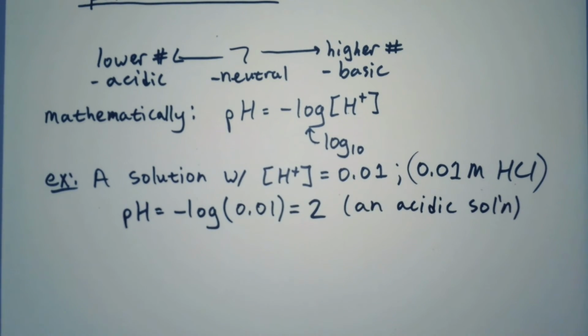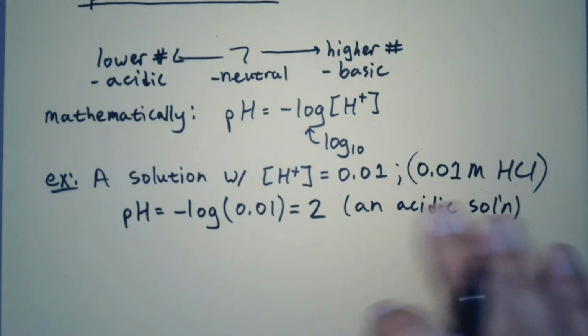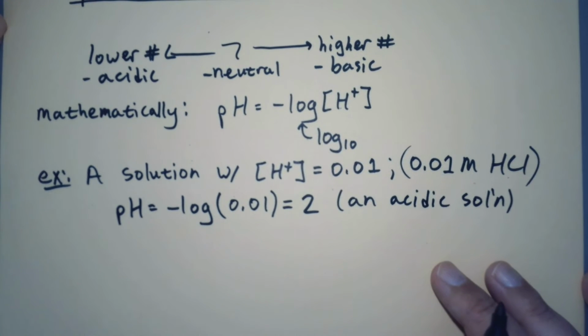Now we can confirm. It's got a pH of less than 7. It's acidic. It's bordering on strongly acidic, but it's acidic.